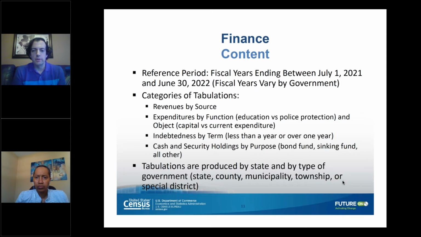In a census year, we produce tabulations by type of government, which means we produce separate estimates for county governments, municipal governments, township governments, when they exist in a state, and special districts and school districts. My staff also conduct an annual survey, like Ramika mentioned, in non-census years, which produces similar estimates, but only for local governments as a whole, instead of by separate type of government.